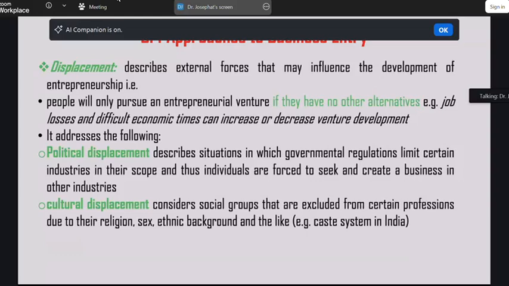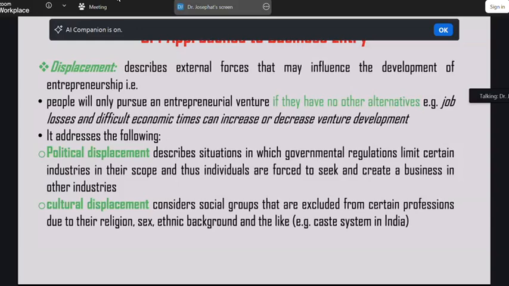Example, people will only pursue entrepreneurship venture if they have no other alternatives. Example, job losses or difficult economic times that increase or decrease venture development. Sawa, na tunaweza kuangalia displacement hapa, kuna changamoto kubwa sana. Kuna mwingine labda ameachishwa kazi au hana kazi, au tukaangalia ndio hao tunawaita entrepreneurial necessity driven entrepreneurs ambao wamekuwa forced kwa sababu ya mazingira, wameingia kwenye ujasiriamali kwa sababu ya changamoto wanazokutana nazo kwenye jamii. Sio kwamba ilikuwa ni option kwao, ilikuwa ni option ya mwisho kabisa.